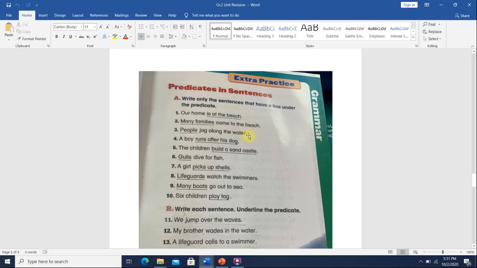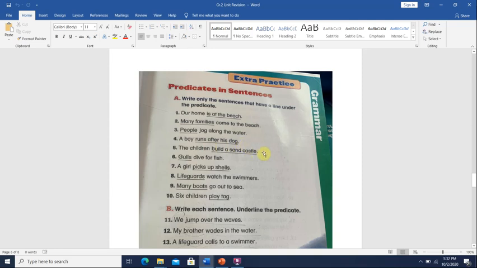Number 3, people jog along the water. Did it underline the predicate? No, it underlined the subject because the people here is the subject. Number 4, a boy runs after his dog. Runs after his dog. Predicate, sorry. Number 4, runs after his dog. That is the predicate. This is the action part of the sentence.